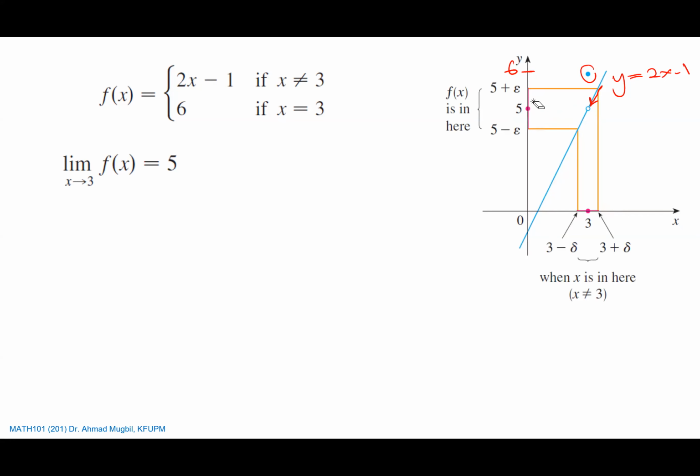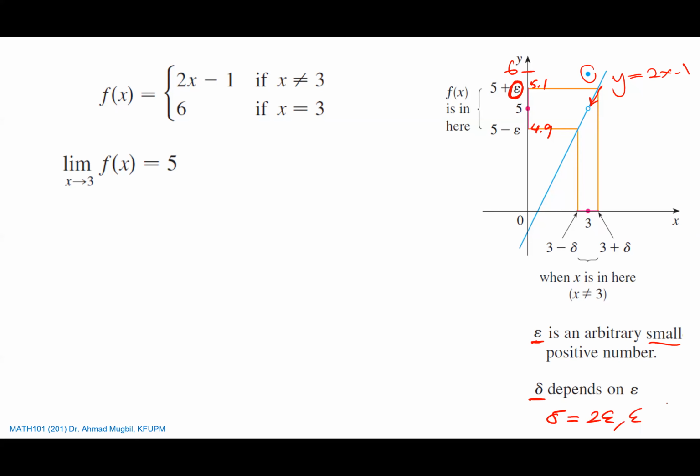In fact, your function will stay like 5 plus a small number, like 5.1. So this is 5.1, and this is 4.9. This epsilon that we wrote here is a Greek letter that means a small positive number. According to that, your delta here will be 3 plus something small or 3 minus something small. Delta is another Greek letter that depends on epsilon. It could be epsilon, half of epsilon, less than epsilon by a number. So delta could be 2 epsilon, epsilon over 2, and so on.